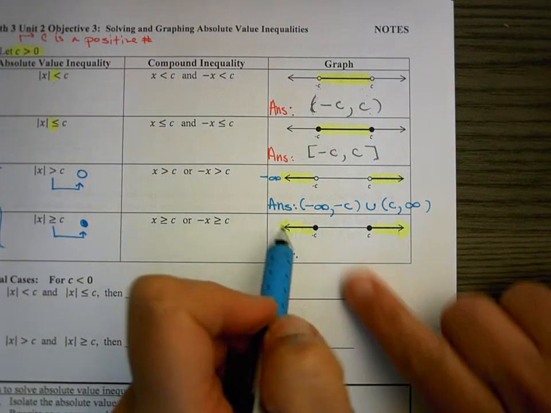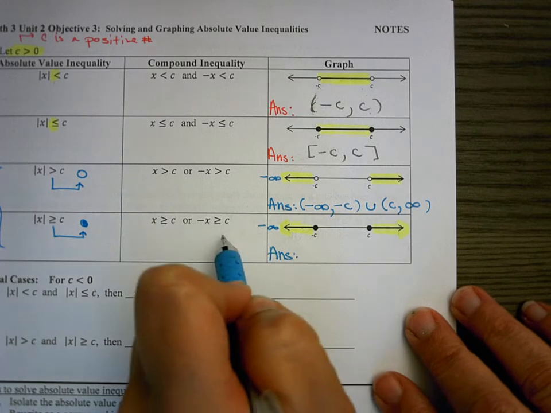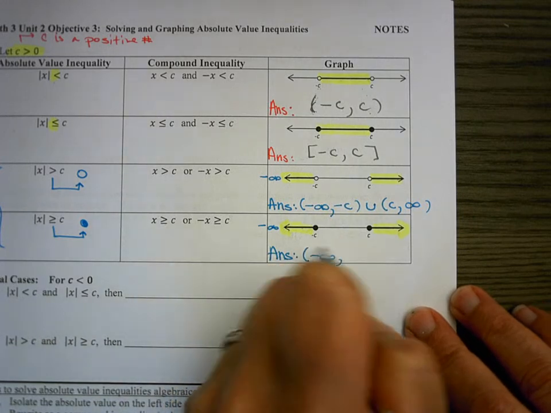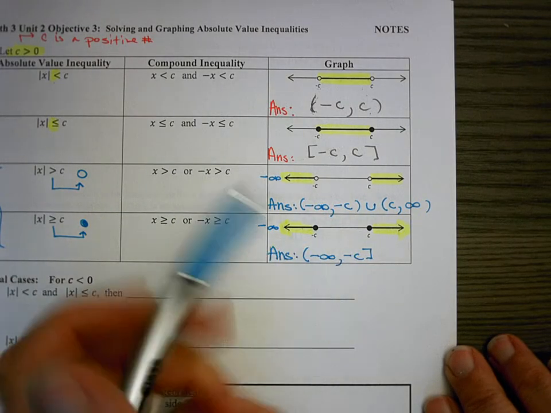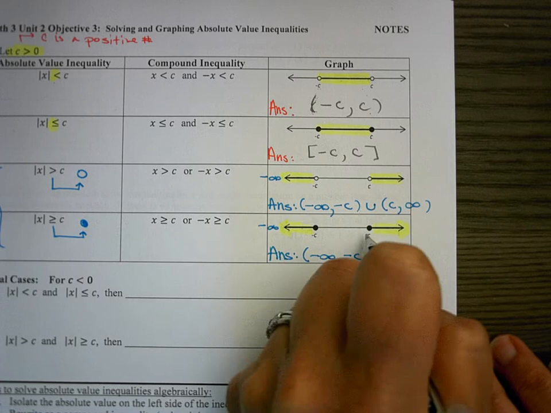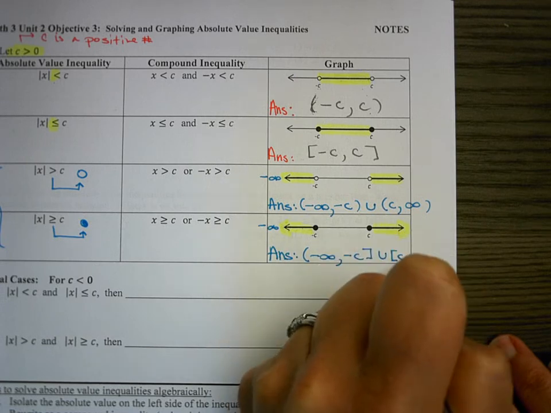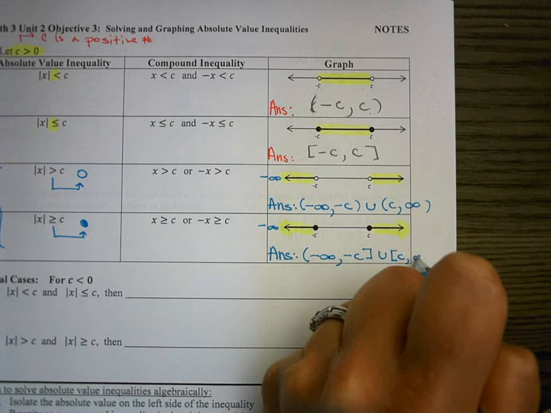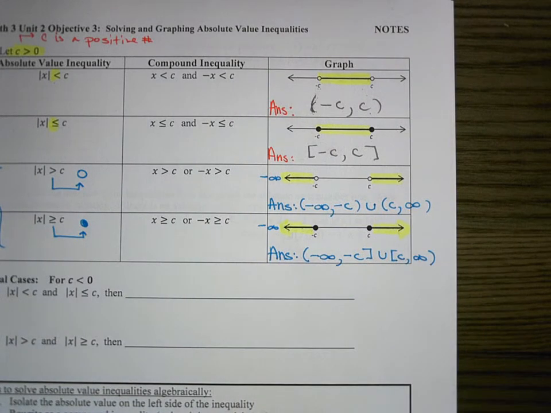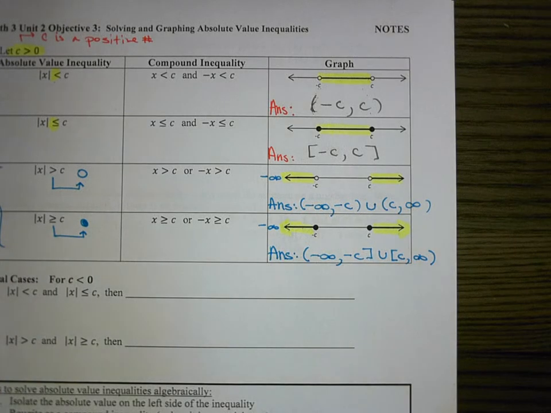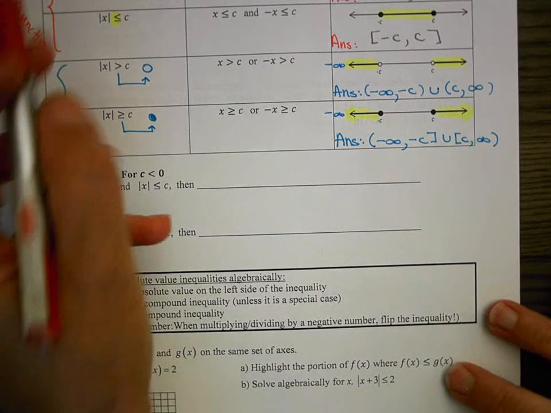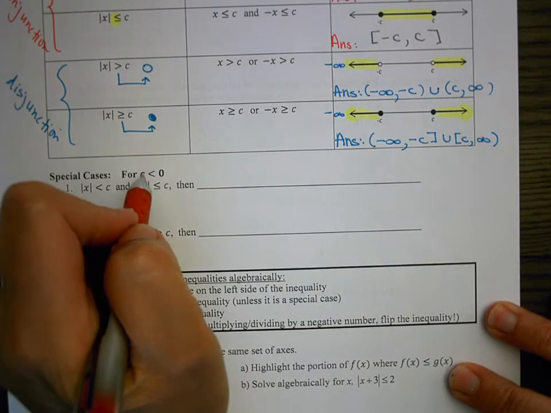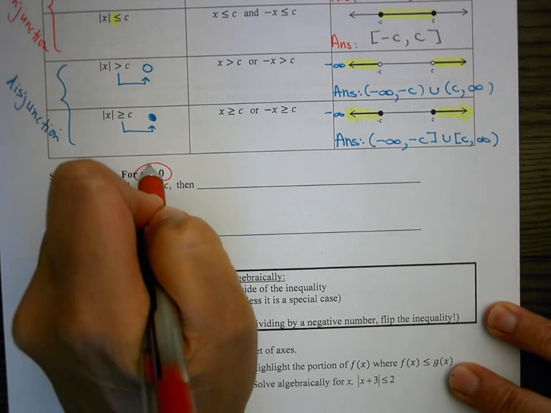So this answer would be starting at negative infinity, because we always read left to right, and ending at negative c, with a closed bracket, closed dot, so bracket. And then the other section, we go left to right, so we're starting at c with a closed dot, so we use a bracket, and then we go forever to the right, towards infinity. So we have special cases: for c greater than 0, that's above here. For c less than 0, this section right here, so that's if c is a negative number.